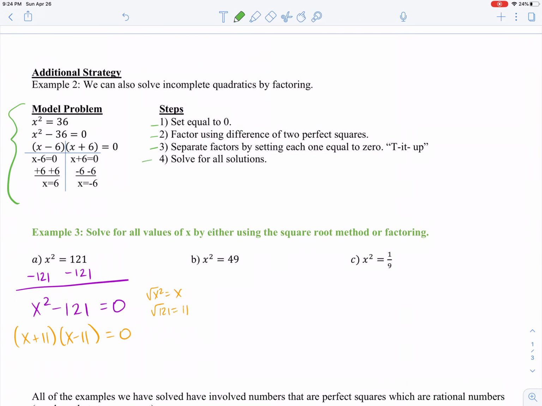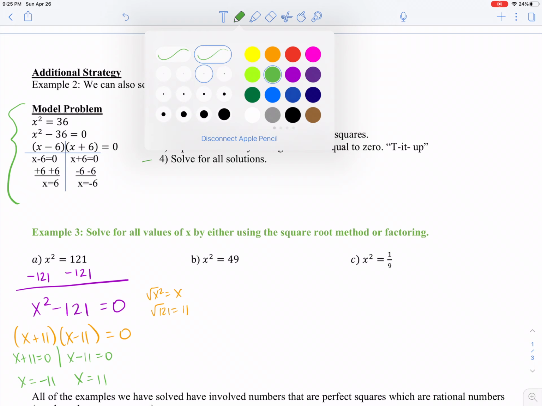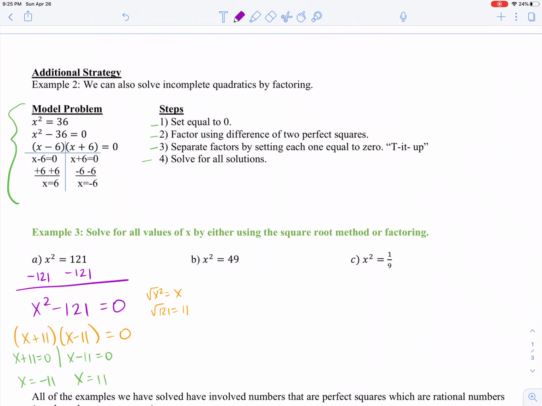So then I will tee it up, set each factor equal to 0, and again, you're still going to get the positive and negative value, negative and positive 11. So you could choose to use that for any of your homework problems, or if x squared is by itself, you could just take the square root of both sides, but you have to remember positive or negative square root of 49, which is 7.